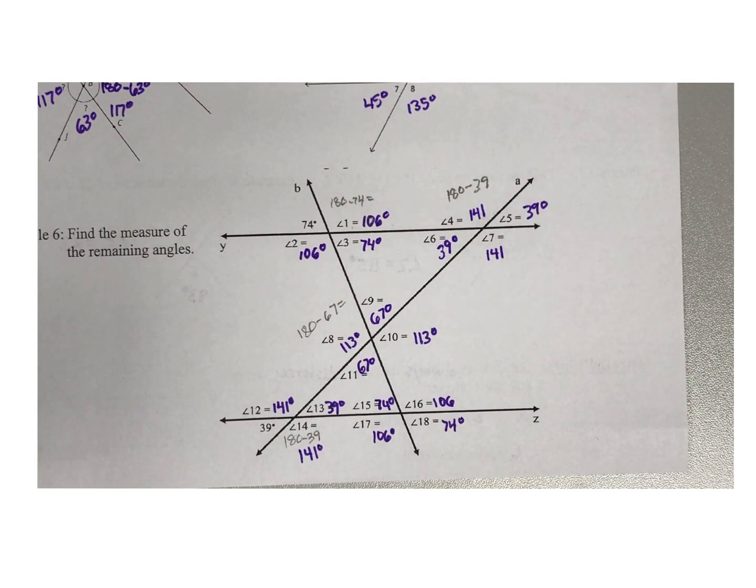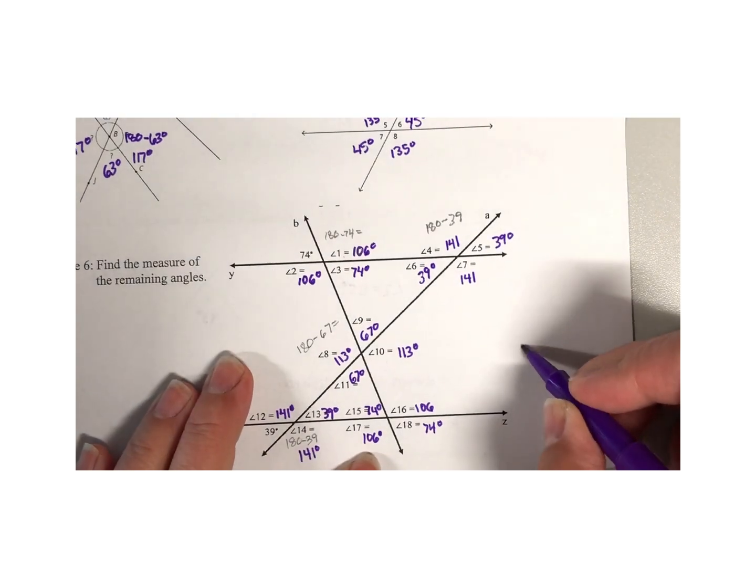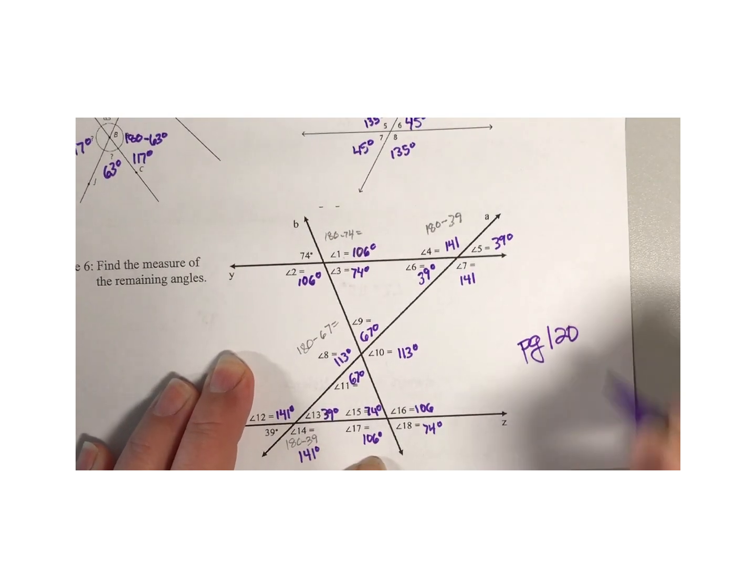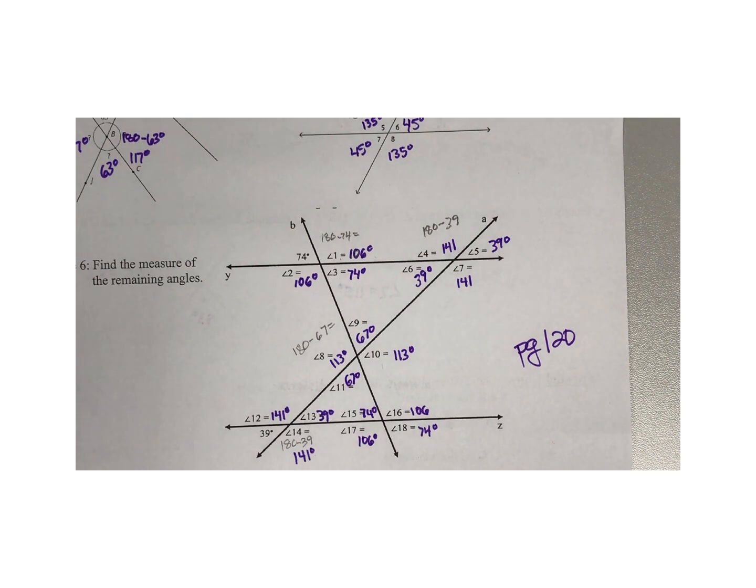So that's today as far as what we're doing. Make sure that we're going to take this and fold it hamburger style, and we want to tape it into our workbook. We're going to tape this on page 120. So go ahead and do it hamburger style, fold it, put it on page 120.